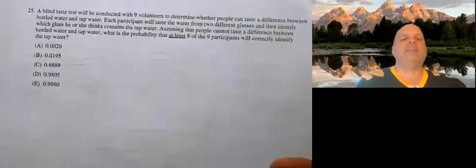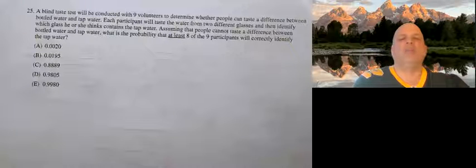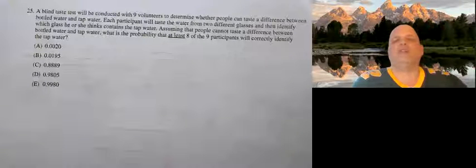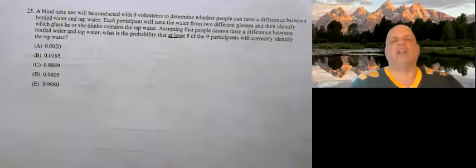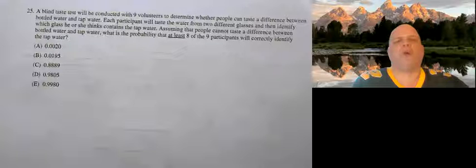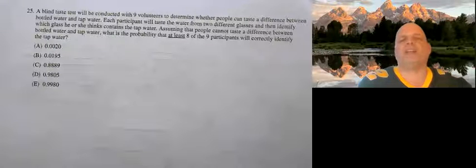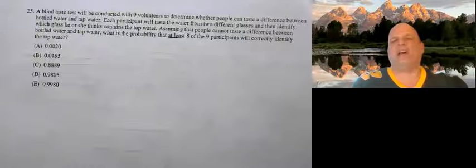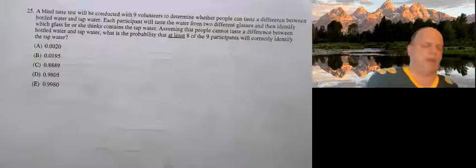25, a blind taste test will be conducted with 9 volunteers to determine whether people can taste a difference between bottled water and tap water. Each participant will taste the water from 2 different glasses and then identify which glass he or she thinks contains the tap water. Assuming that people cannot taste the difference between bottled water and tap, what's the probability that at least 8 of the 9 will correctly identify the tap water?